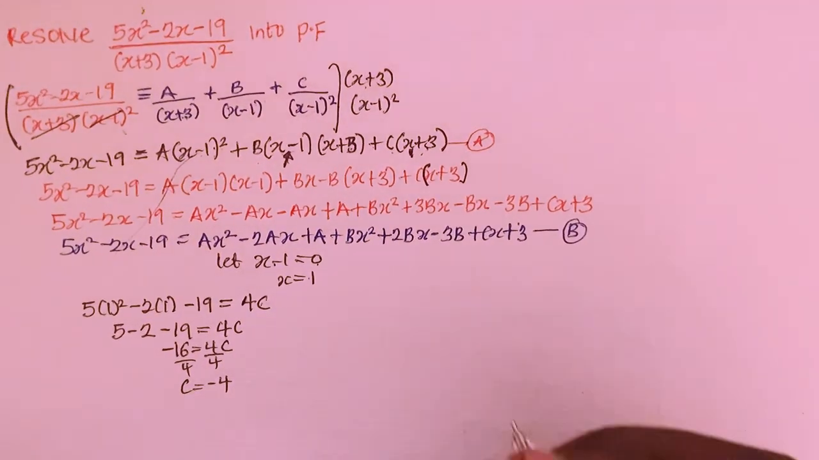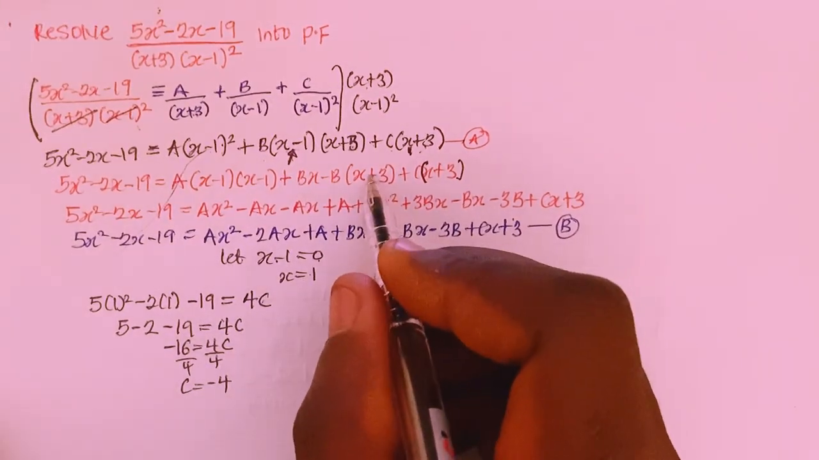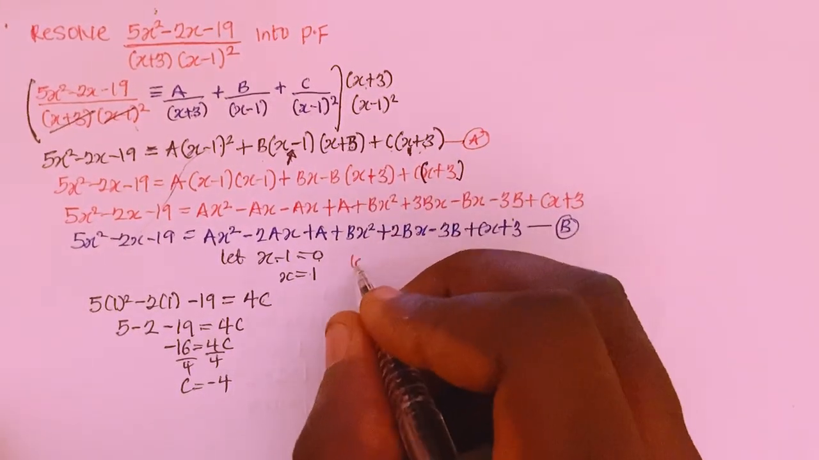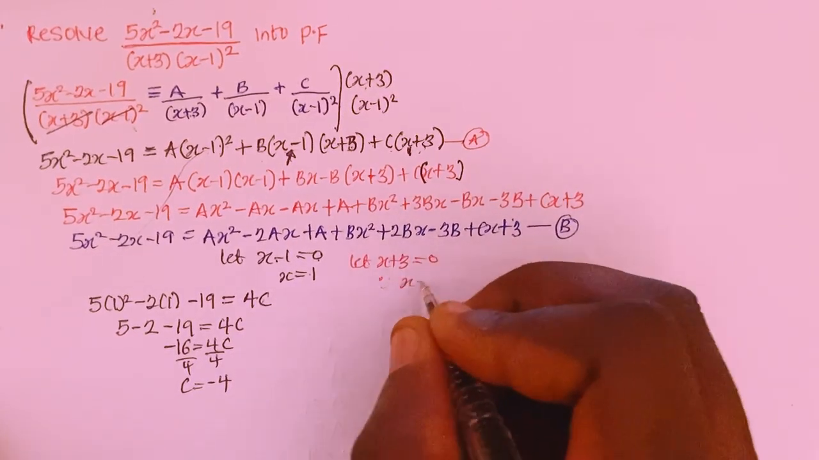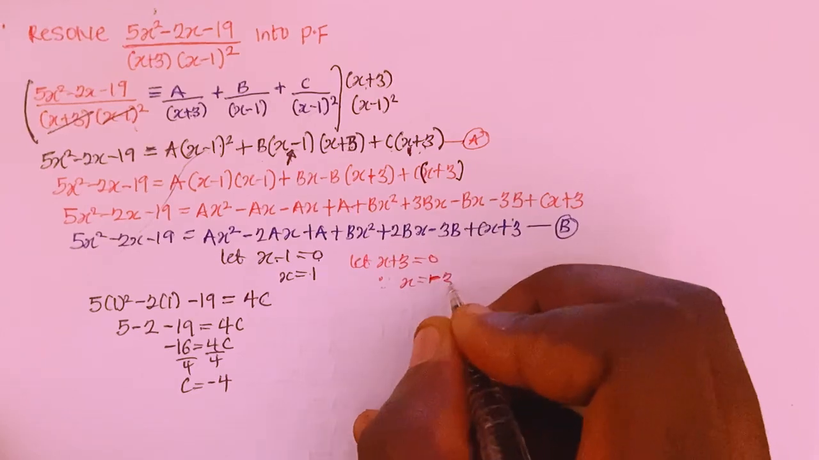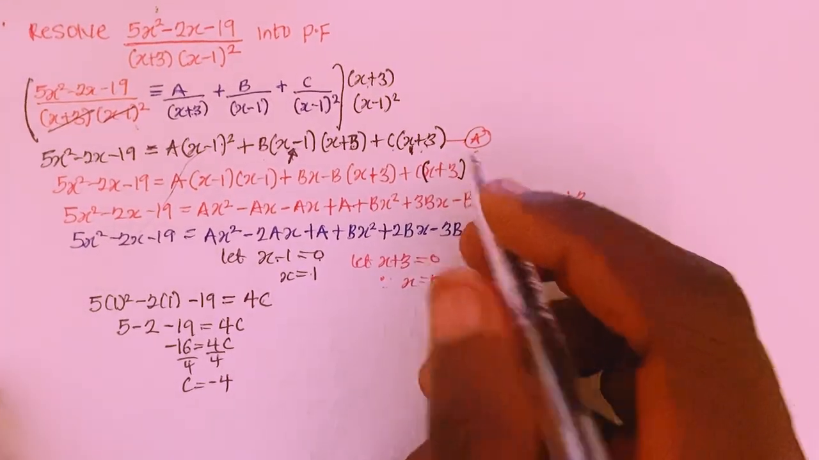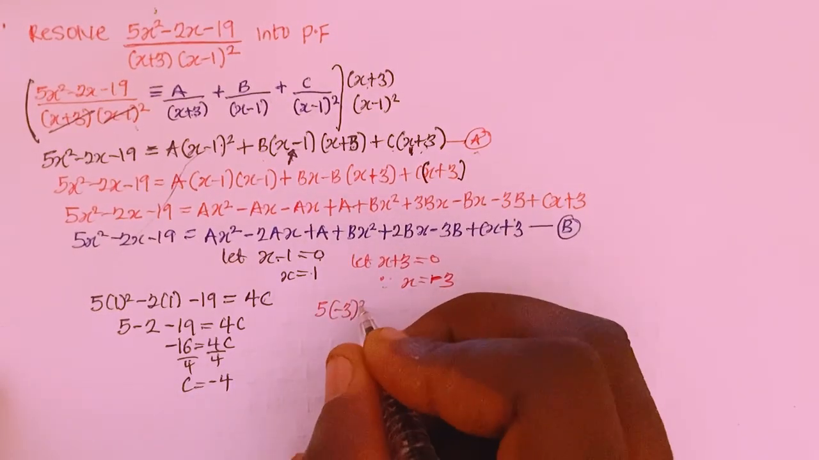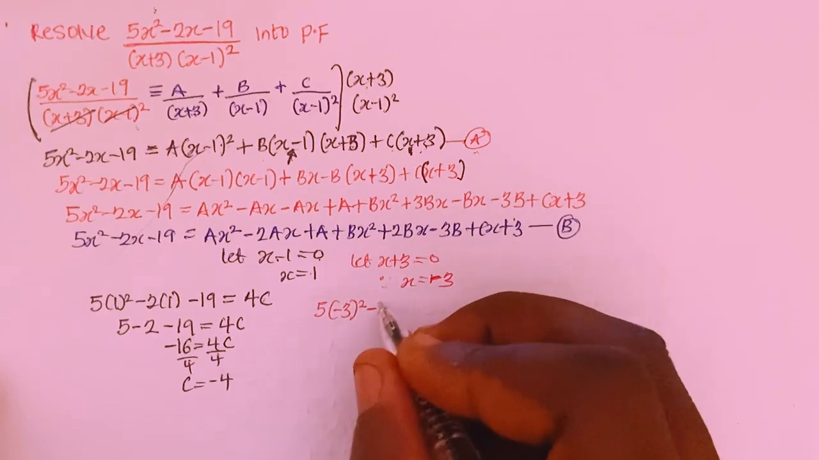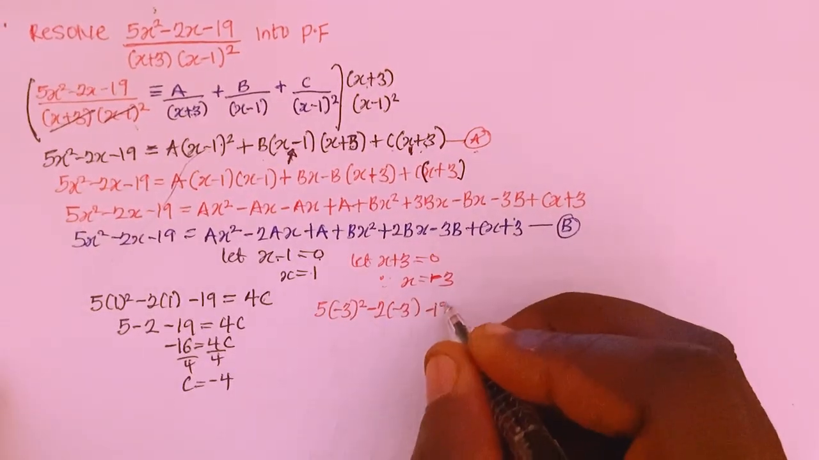So now the next thing we are going to do is, can we still use another factor? Yes, you can use a factor because you still have x plus 3 here. So I can just say let x plus 3 equals 0. Therefore, my x will be equal to minus 3, right? So I'll go ahead and put minus 3 into expression A. Putting minus 3 into expression A, I'm going to have 5 into bracket minus 3 squared, then minus 2 into bracket minus 3, then minus 19, which is equal.